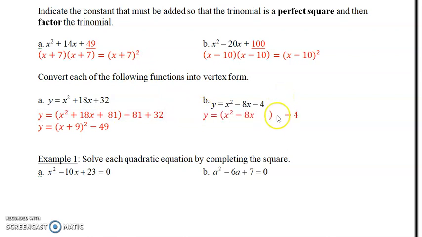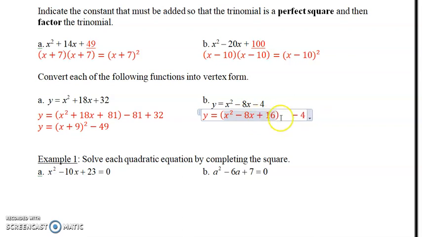Okay, now in example B, we'll do the same thing. Remember, rewrite the question, leave a little space to complete the square, and leave a little space to subtract what we've added, or vice versa, depending if there was a negative out front, of course, to make it 0. So half of negative 8 is negative 4. Negative 4 squared is plus 16.